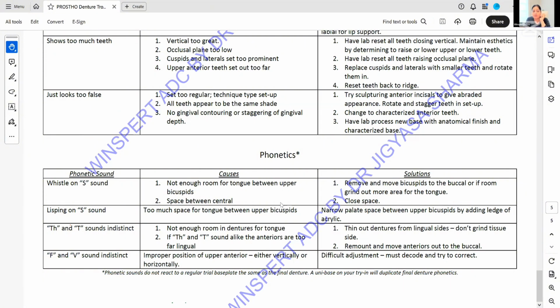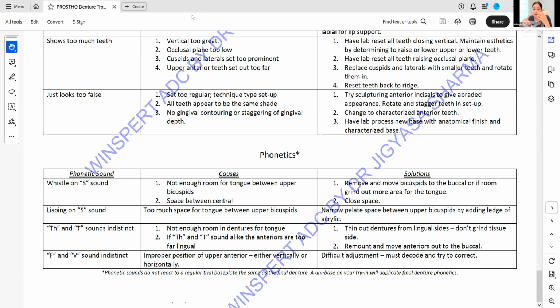Another reason for the whistling on S could be a space between the centrals. So mind that space and fill that space. The second S sound situation is the lisp. The lisp comes when, yes, it's the upper bicuspids, the upper premolars area.